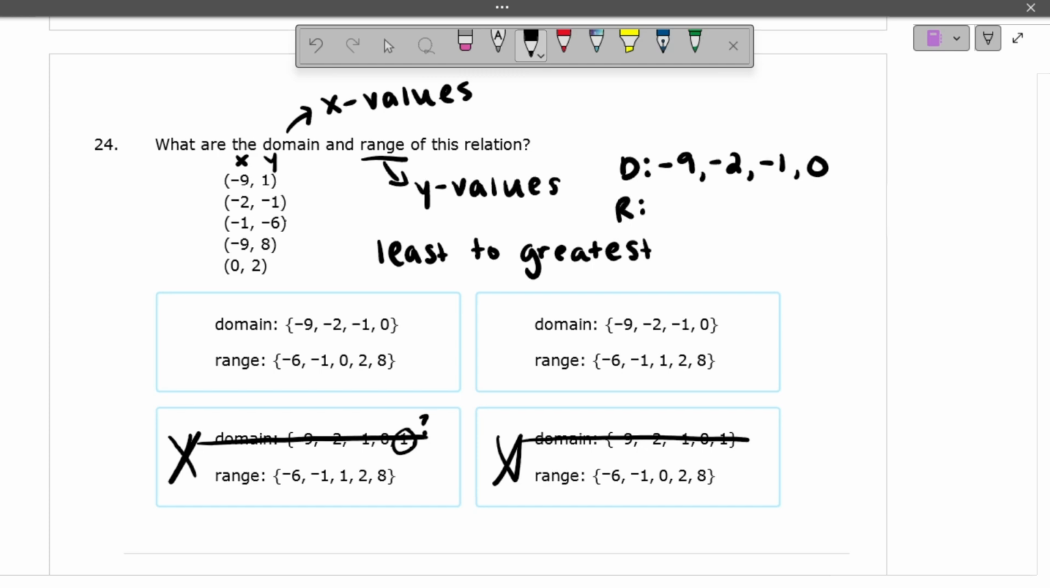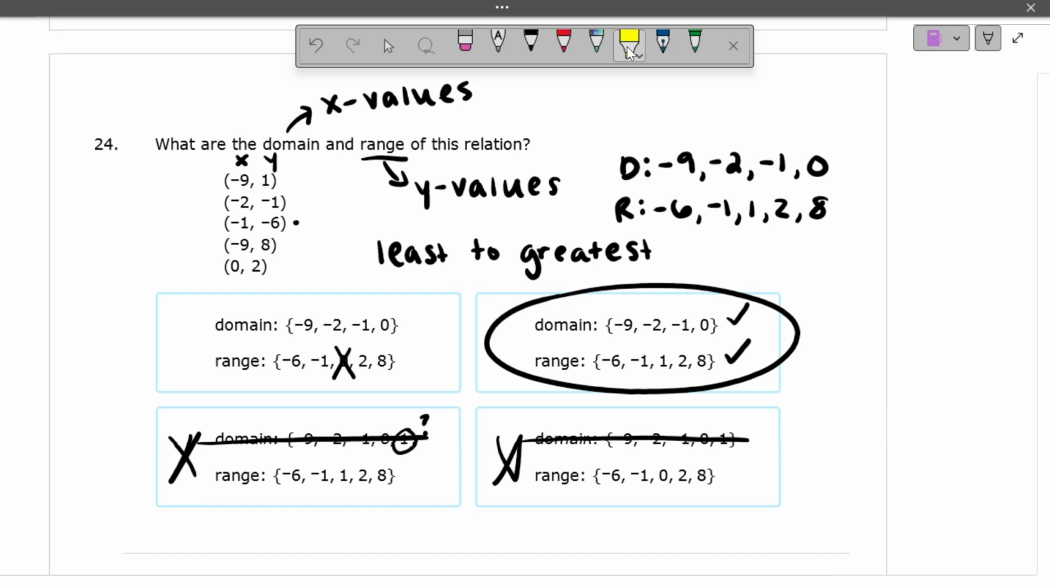So you have a 1, -1, -6, 8, and 2. Those are not in order. So let's write them in order of least to greatest. Least looks like it'll be a -6. And then above that is our -1, +1, 2, and then 8. So we have -6, -1, 0, 2, and 8. We don't have a 0 in our range, so that's not it. And this one's -6, -1, +1, 2, and 8, which matches, and our domain, as we found before, also matches, so that means this box right here is our answer.